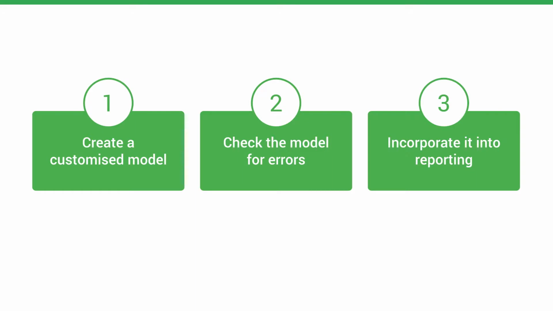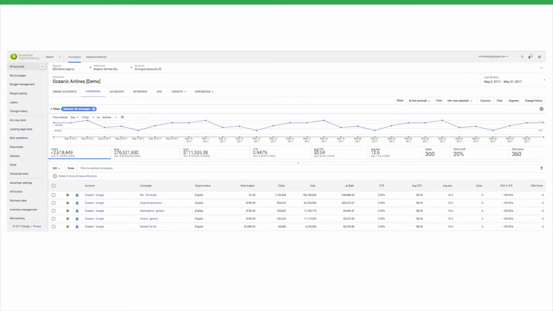You have now created a customized DDA model aimed at supporting your marketing goals, checked the model for errors, and incorporated it into your reporting. It is now time to get comfortable with the insights that the DDA model provides. So let's navigate to our favorite reporting view, where we will have incorporated our DDA percentage difference column.